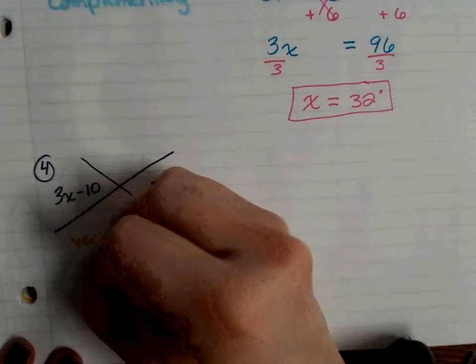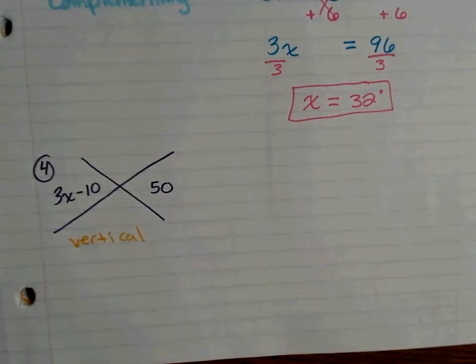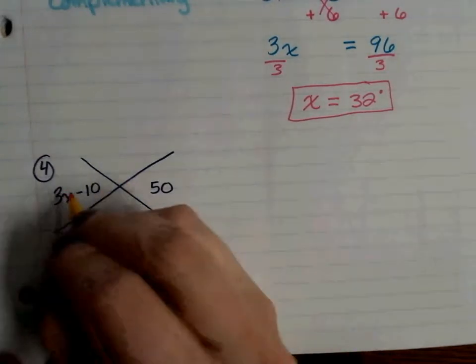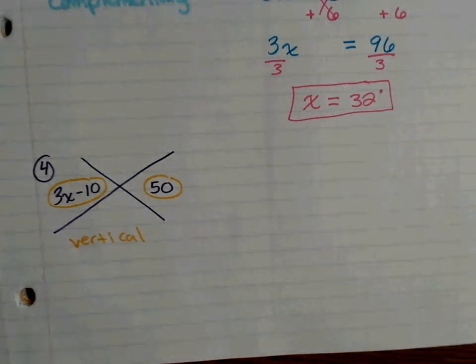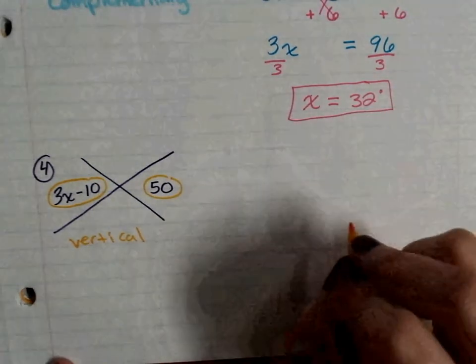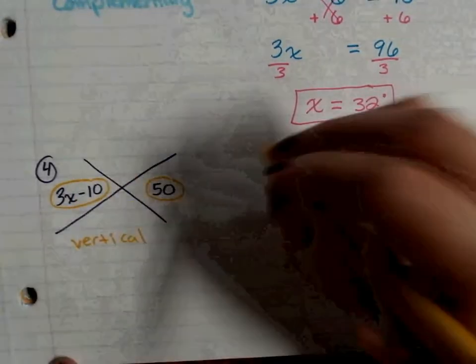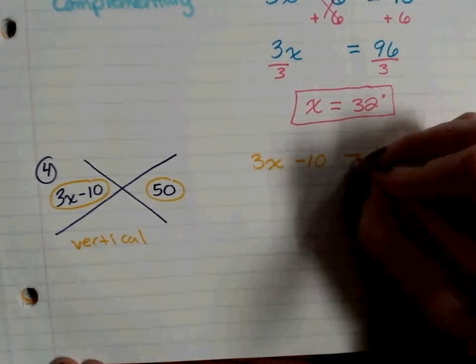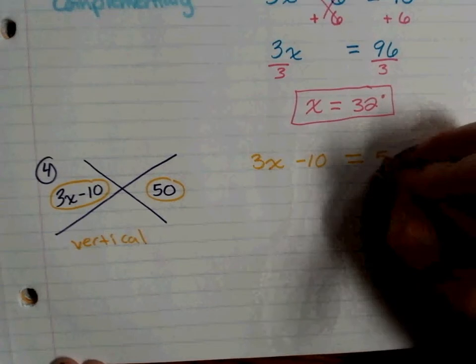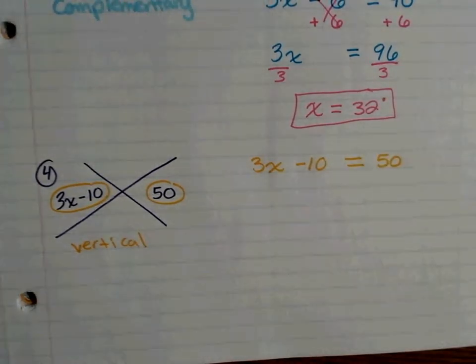So based off of our notes from yesterday, we stated that these angles are supposed to be equal to each other. So when I set up the equation, I take the angle 3x minus 10 and I set it equal to the angle that's 50. And there's the equation. So now we just have to follow our process to solve it.